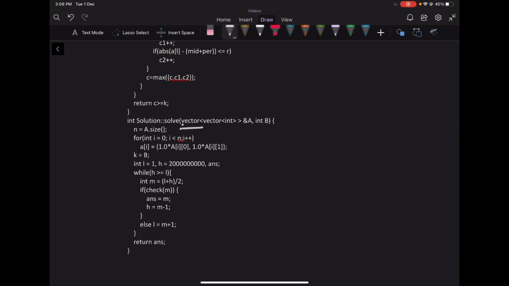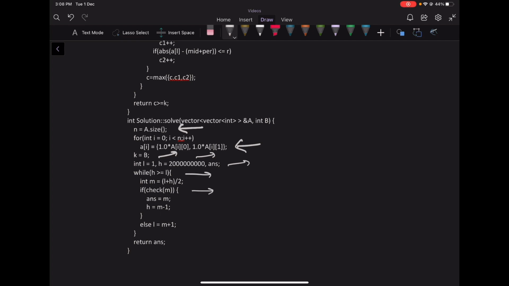So if n is the size of A, now A_i is the vector of points A_i0 and A_i1. We set L to 1, that is the minimum day should be 1 because we don't have any red zone initially, and the maximum answer can be around, let's say, 2 into 10 to the power 9. We do a binary search while high is greater than or equal to low.